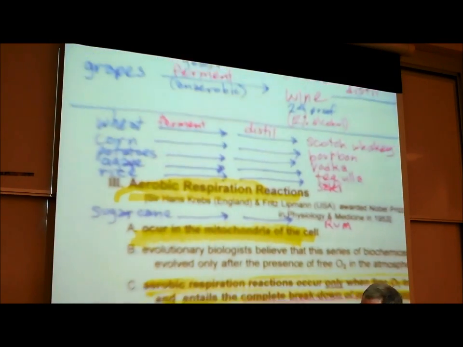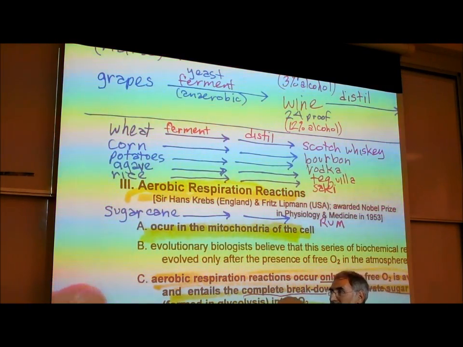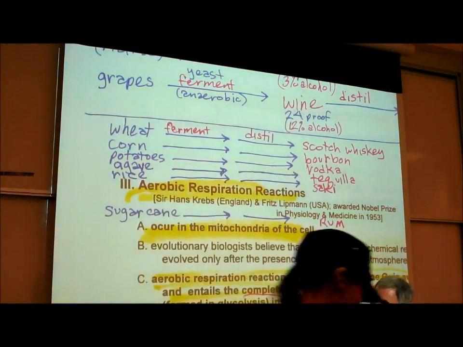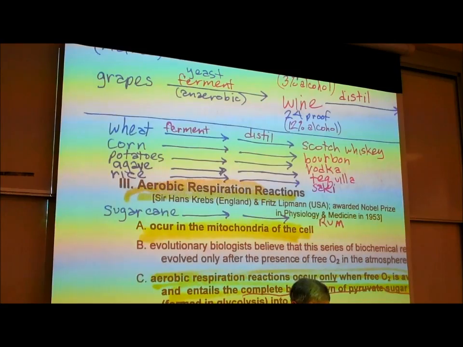Can I ask you a question? Agave, is that the cactus? It comes from the cactus? So that's the agave that we're using as a sweetener now? Yeah, that's true. Yeah, because I've been wondering what agave was.